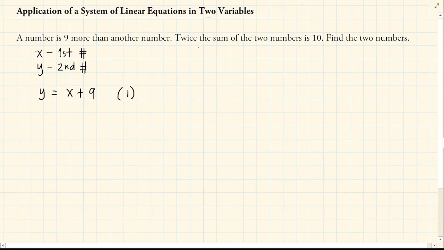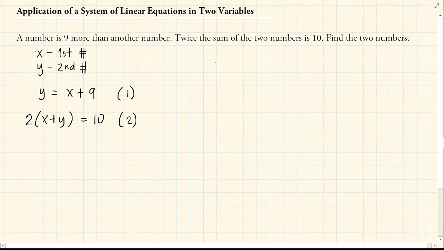And then, for the second statement, we have twice the sum of the two numbers is 10. So, if we take the sum of the two numbers and multiply it by 2, the answer is 10. The sum of the two numbers is x plus y, and twice the sum is 2 times that. This is equal to 10. So we have now equation 2. We have two equations and two unknowns.